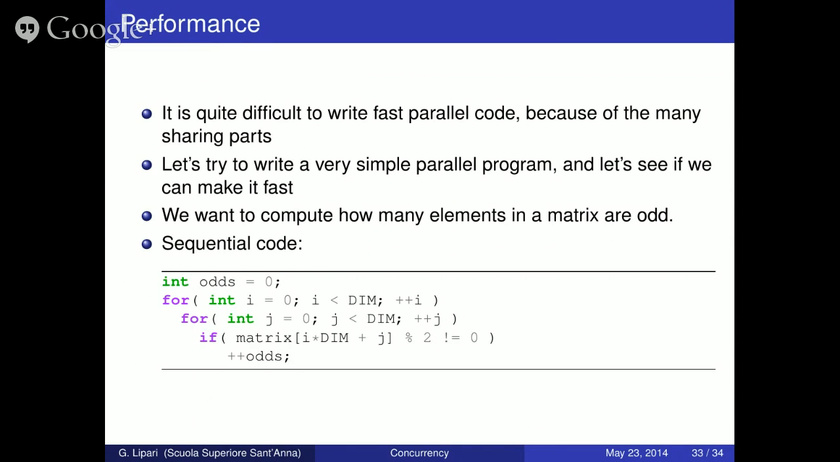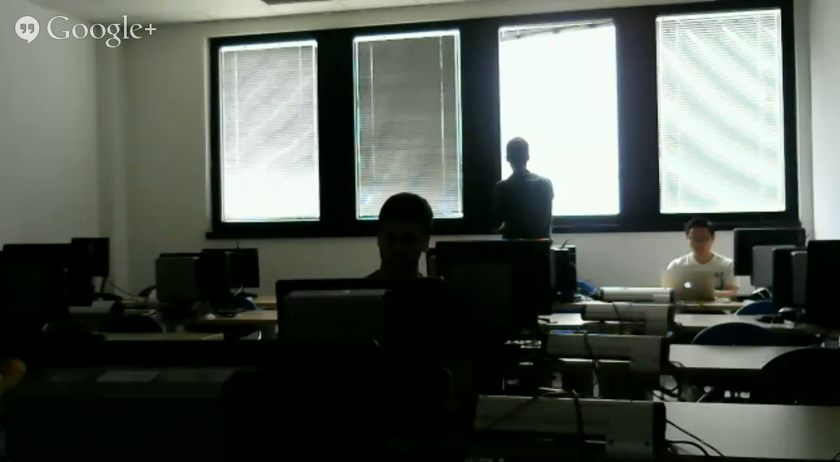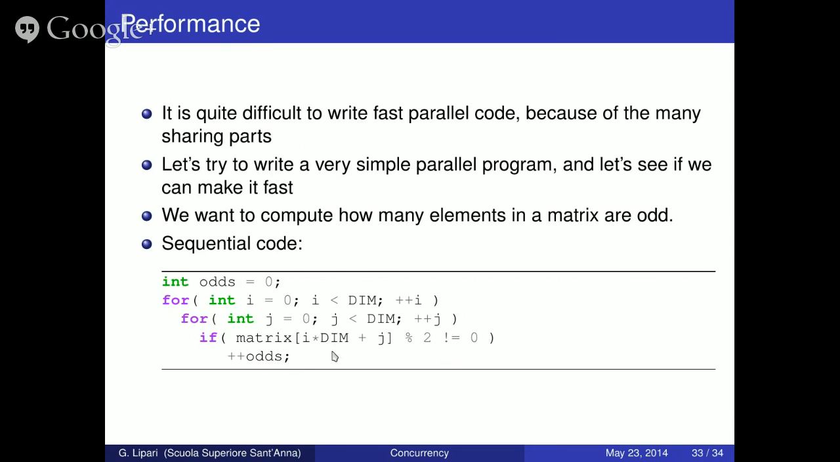So let's try to write a very simple parallel program, and let's see if we can make it fast. We want to compute how many elements in a matrix are odd. Odd is the contrary of even, that means it's not divisible by 2. So we have a matrix of integers. We want to check how many of the elements in the matrix are odd. So the sequential code would be something like this.